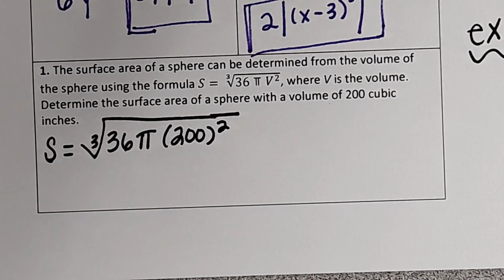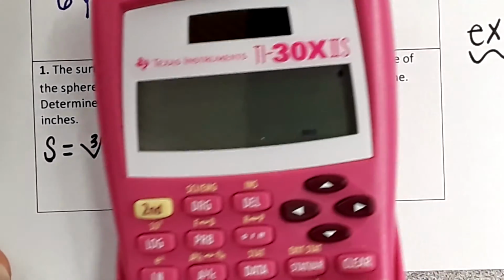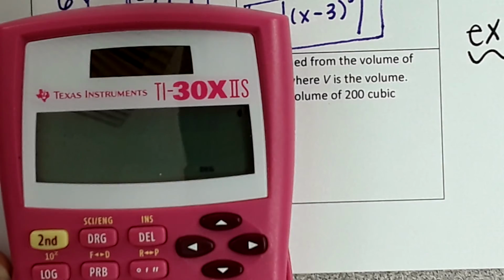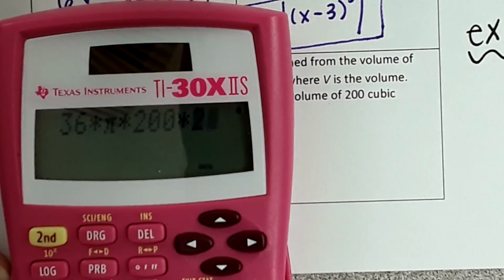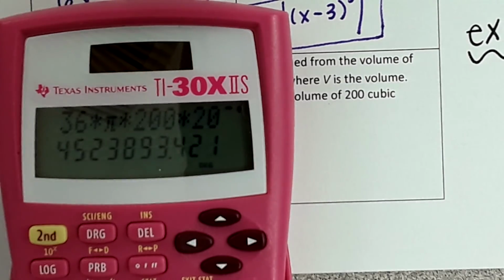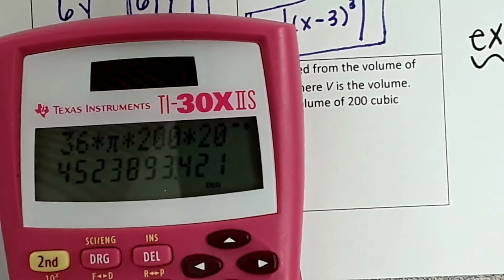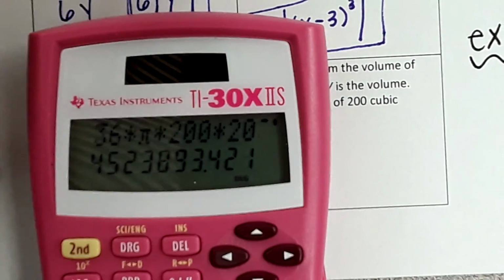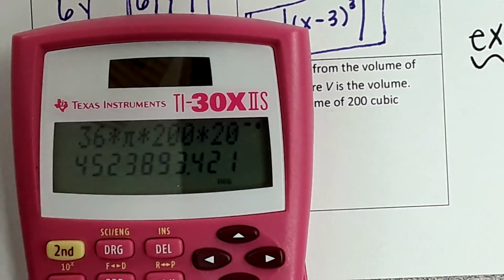So you guys, in this case, let's use your pi button because it's going to give you a better answer. If you don't have a pi button, then use 3.14. So I'm going to do 36 times pi times 200 times 200. And I'm actually going to write that whole thing down, okay? So again, I did 36 times pi times 200 times 200.